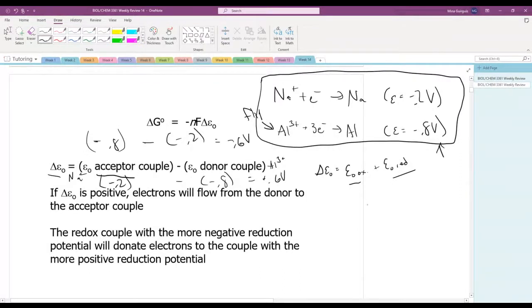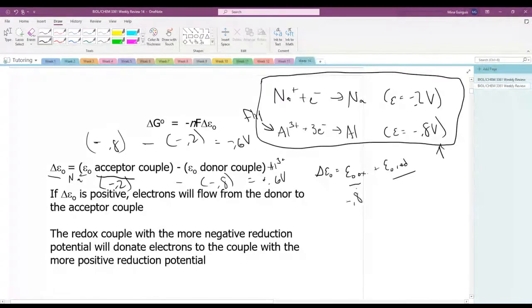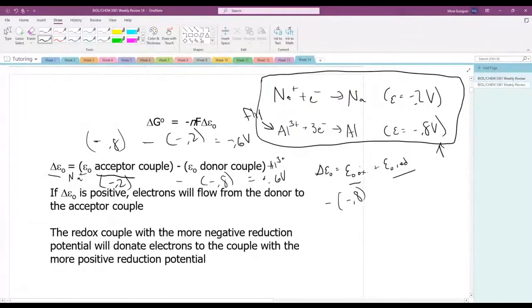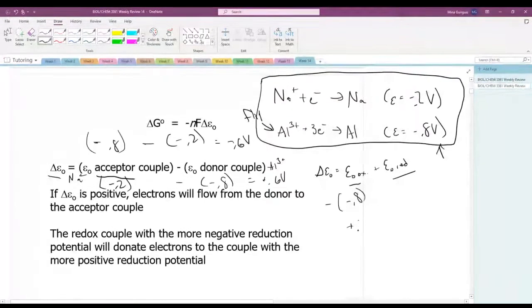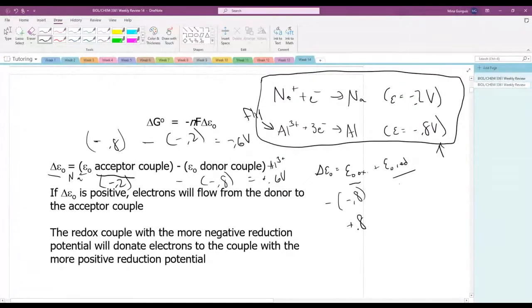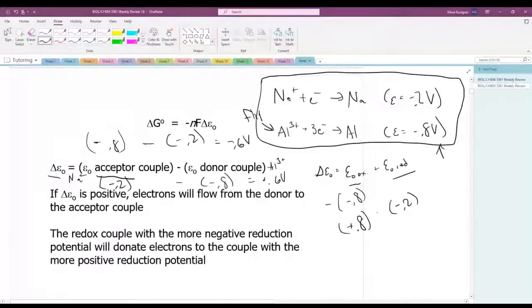Since this is the reduction, that means that I'm going to end up oxidizing aluminum. So what is the potential, the E of the oxidation now? It's not negative 0.8, it's the negative of negative 0.8. In other words, it's plus 0.8. Then the epsilon of the reduction is minus 0.2. And all we have to do now is add them together.